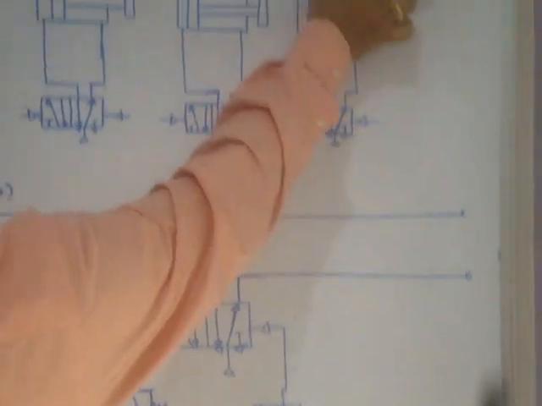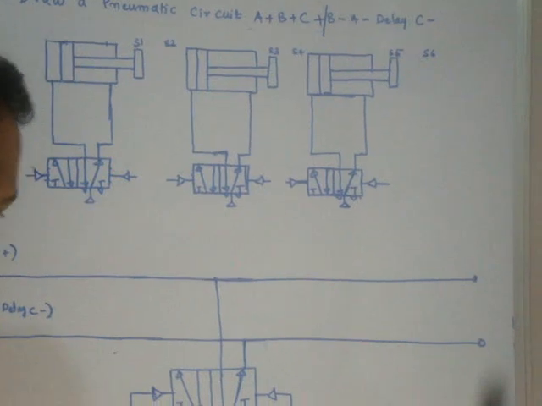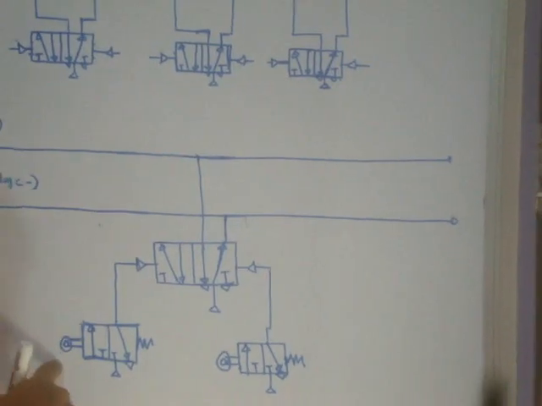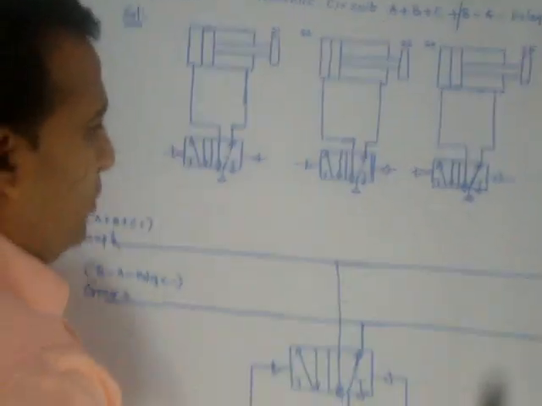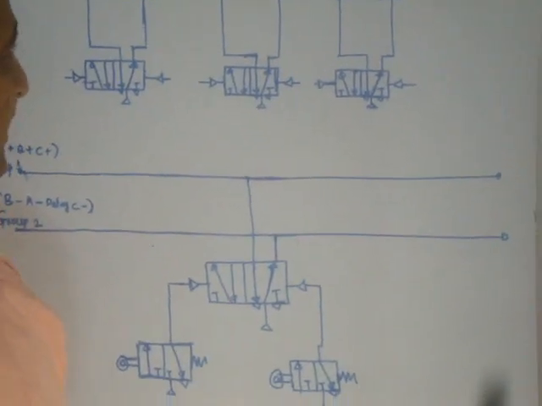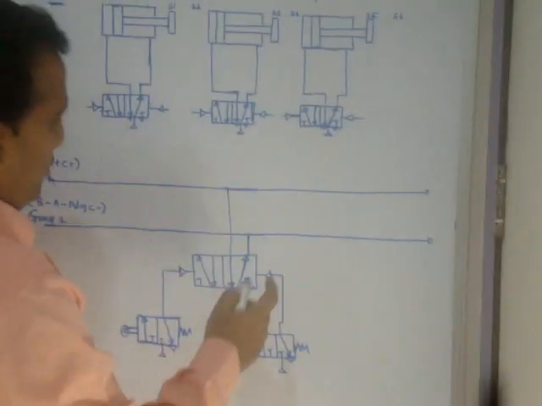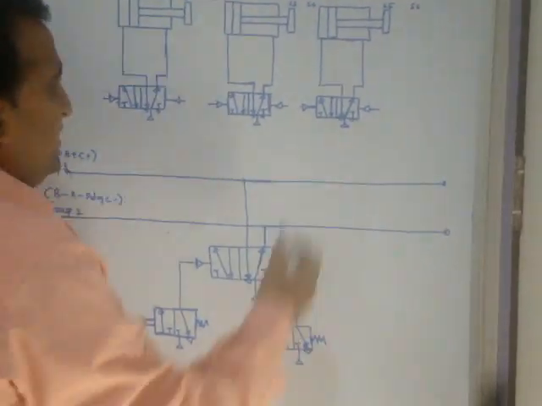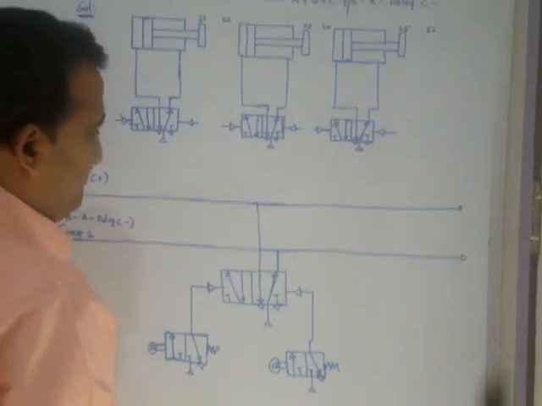Group 1, group 2. First is A plus. A very important thing is how to start. I give names S1, S2, S3, S4, S5, S6. One more thing you have to take care of: S1 should not repeat, S2 should not repeat, S3 should not repeat, because these are called input signals. The valves are outputs.